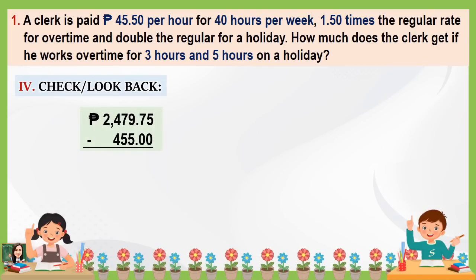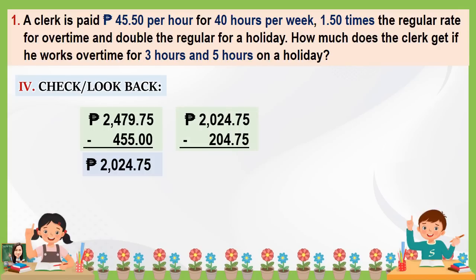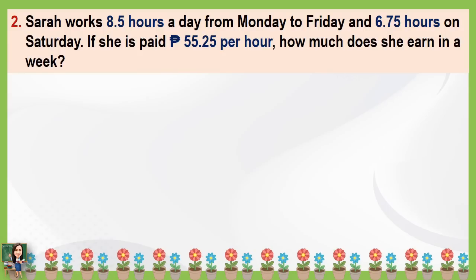2,479 pesos and 75 centavos minus 455 pesos equals 2,024 pesos and 75 centavos. Then 2,024 pesos and 75 centavos minus 204 pesos and 75 centavos equals 1,820 pesos.